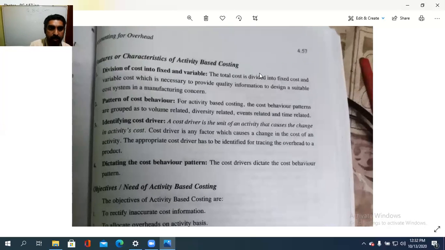Then the features, or characteristics, of activity based costing. One is division of cost into fixed and variable, which you are already aware of.